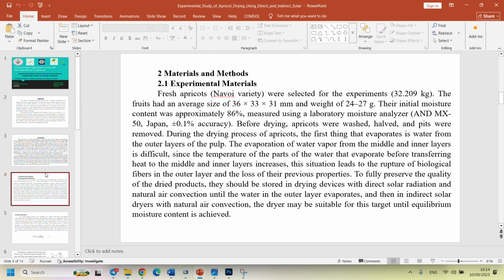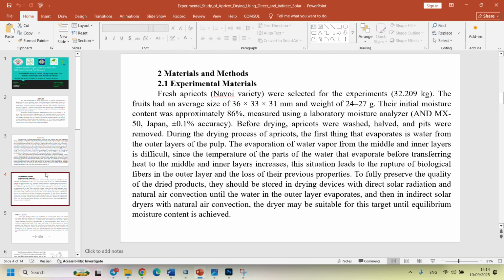Materials and methods: fresh apricots of the Navi variety were selected for the experiment, 32.209 kilograms. The fruit had an average size of 36, 33, 31 millimeters, and a weight from 24 to 27 grams. Their initial moisture content was approximately 86%, measured using a laboratory moisture analyzer. Before drying, apricots were washed, halved, and pits were removed.